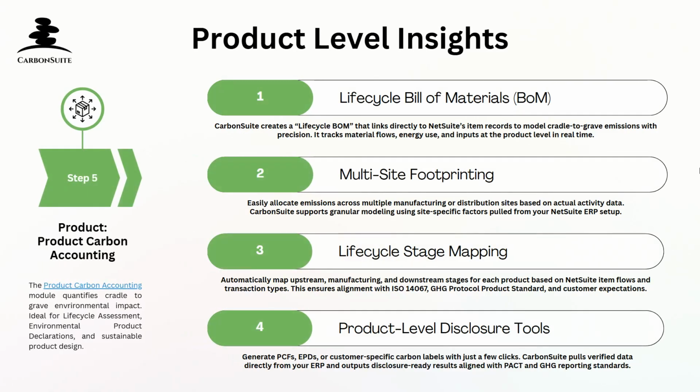Fifth is our product level insight. So this more generally applies for companies that are making physical goods. And so what this module allows for is creating what is called a lifecycle bill of materials in the system, and then mapping the different life cycle stages for individual products. So really, in how this distinguishes from other modules, product carbon accounting, for example, compared to corporate carbon accounting, is that this will focus more specifically on the environmental impact of individual products that you sell.